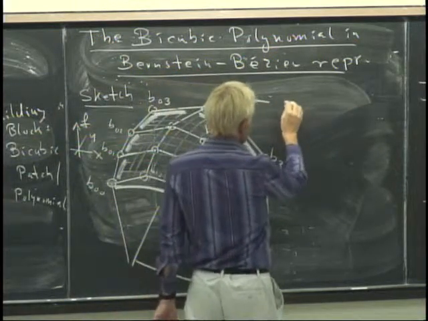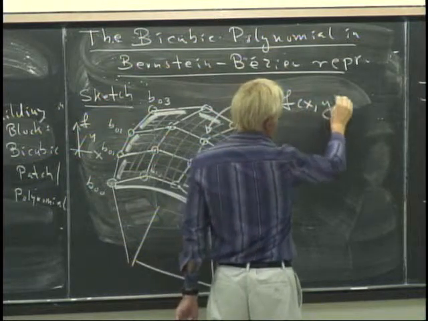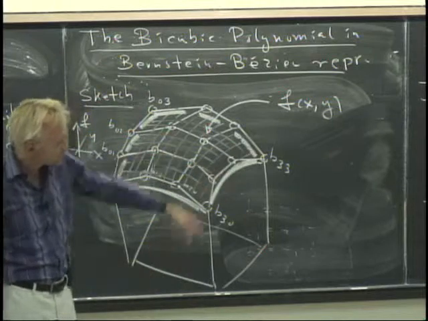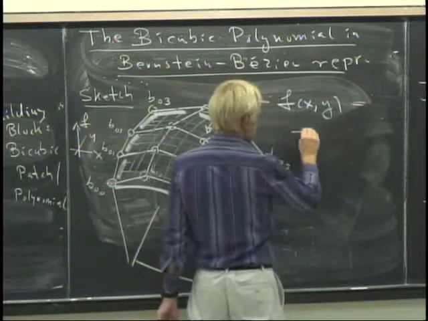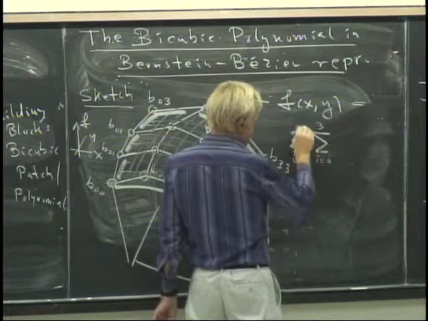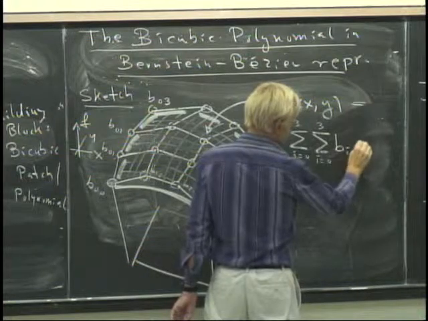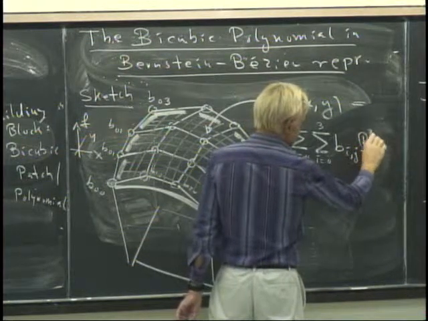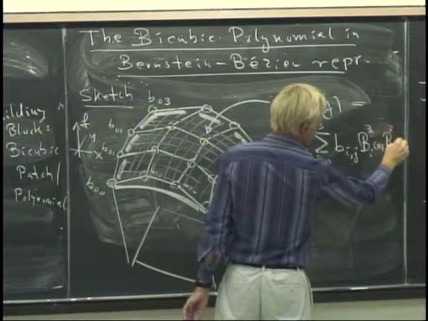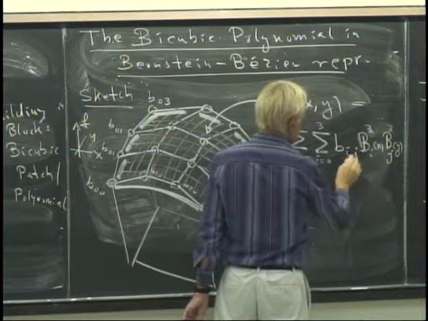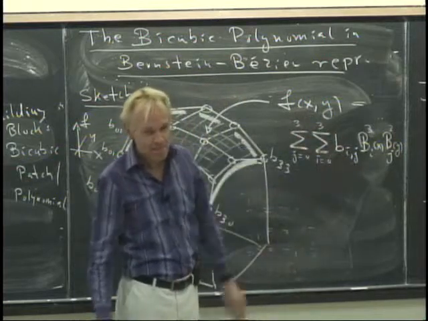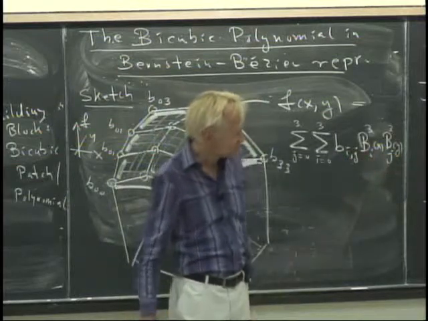So this surface is a function f of x, y. As I say, f depends on that. And so the coefficients in the expression will be these b_ij things times Bernstein polynomials. So that will be some kind of double sum now, sum i from 0 to 3, j from 0 to 3, and now the coefficients are called b_ij times B_i^3 of x times B_j^3 of y. Nothing has changed except it has become a double sum, but all the elements in there are the same. So these polynomials are defined just as the polynomials are defined over there.